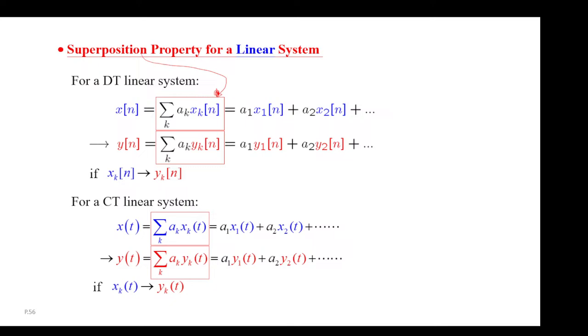Then by linearity, you can use those two relationships a whole bunch of times, and you see that your output y of n will have basically the same superposition, but you change xk to yk, so you have the same coefficients ak summing them all together, where xk and yk are related by xk input gives you yk output. So this is a linear system. Whatever linear combination of inputs you have, you will get the corresponding linear combination of outputs. And continuous time is the same thing, but n becomes t. So you have a summation of ak xk of t, then the output will be the summation of ak yk of t.